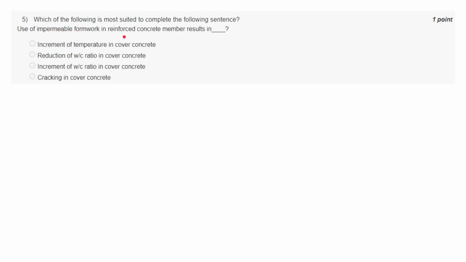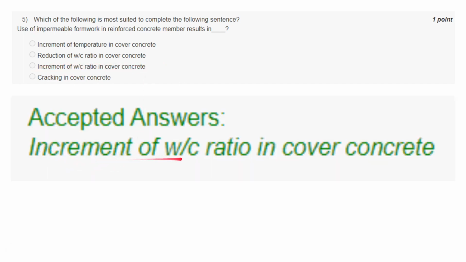So use of impermeable formwork in reinforced concrete member will result in increment of water cement ratio in cover concrete. Okay, so the third option is correct. So as you can see, increment of water cement ratio in cover concrete is the correct answer.